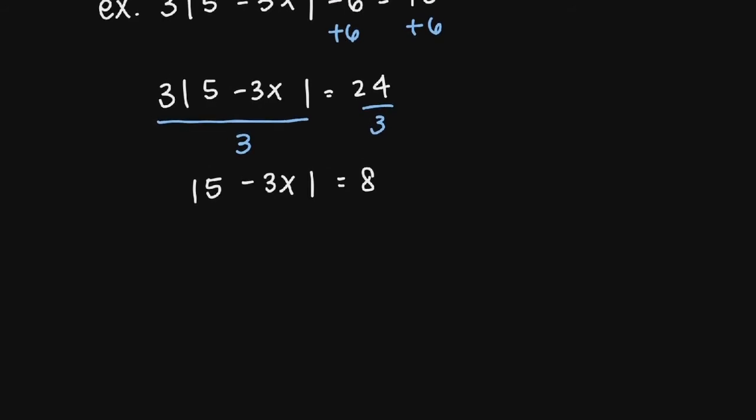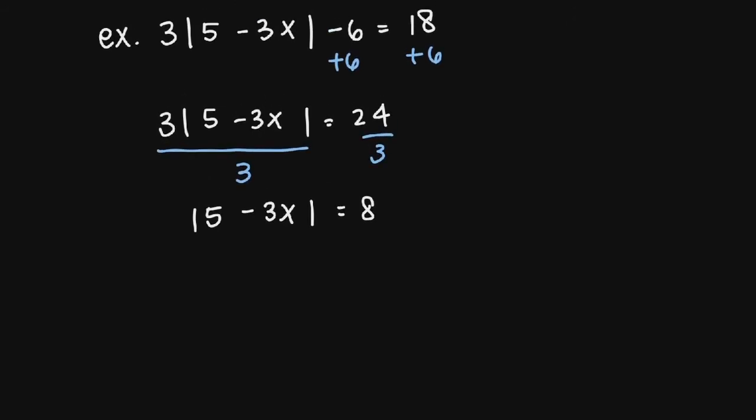So then here we're going to split this into two equations because the absolute value can equal 8 or negative 8. So 5 minus 3x equals 8, or 5 minus 3x equals negative 8. Then to solve, we're going to subtract 5.